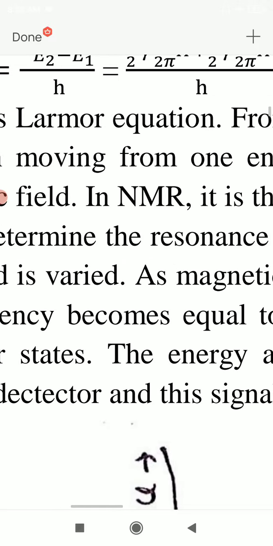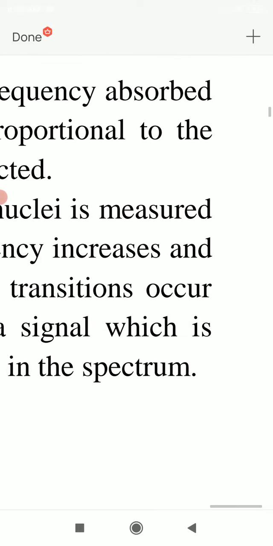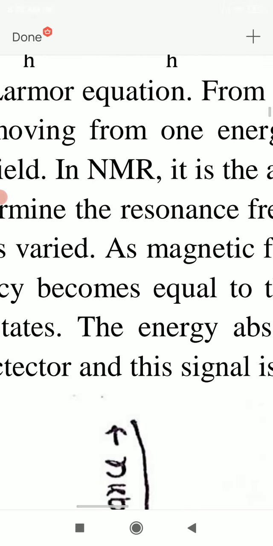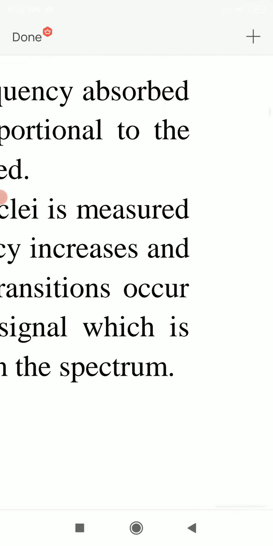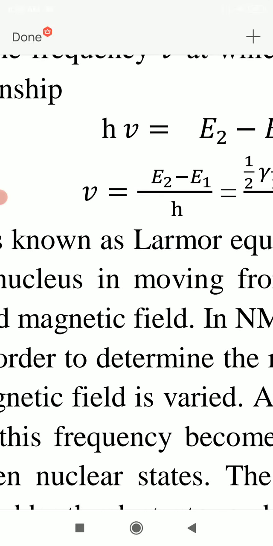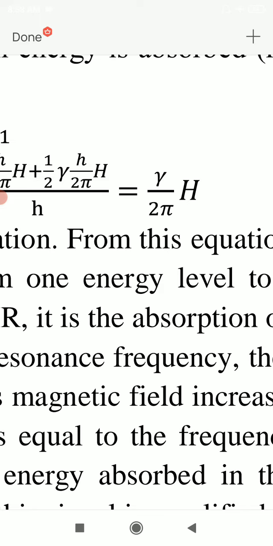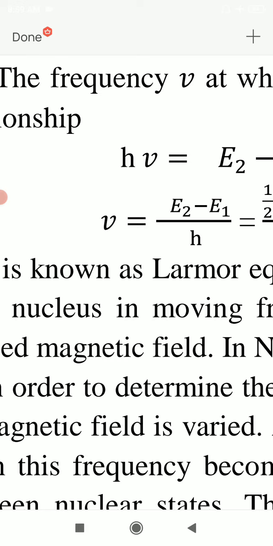In order to determine the resonance frequency, the energy absorbed by nuclei is measured as magnetic field is varied. As magnetic field increases, precessional frequency increases. This frequency ν is known as precessional frequency, which is proportional to capital H, applied magnetic field. So when this capital H, applied magnetic field, is increased, this precessional frequency ν also increases.